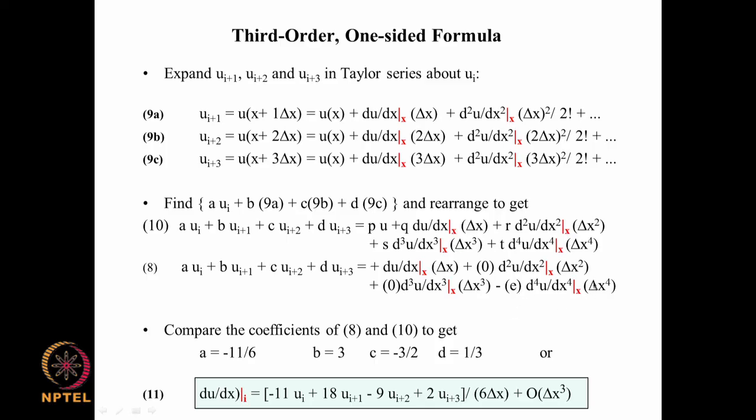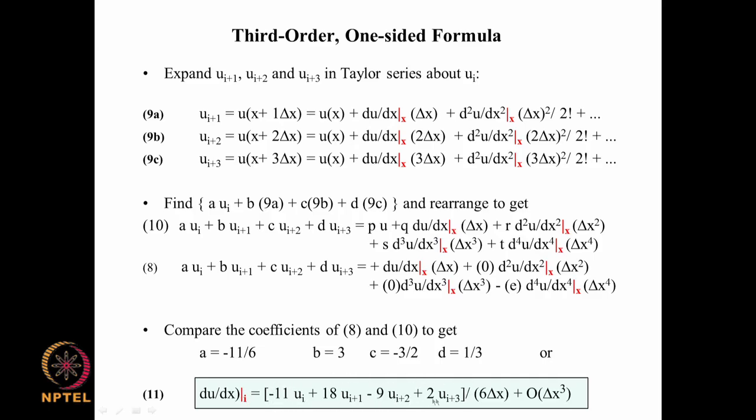So that will give us the third order approximation, and when we substitute these back into the original equation we can get du/dx at i here as minus 11 u_i plus 18 u_{i+1} minus 9 u_{i+2} plus 2 u_{i+3} divided by 6 delta x plus terms of the order of delta x cubed. So this is a third order one sided approximation for the first derivative at i, involving the value of u at i plus 1, i plus 2, i plus 3.